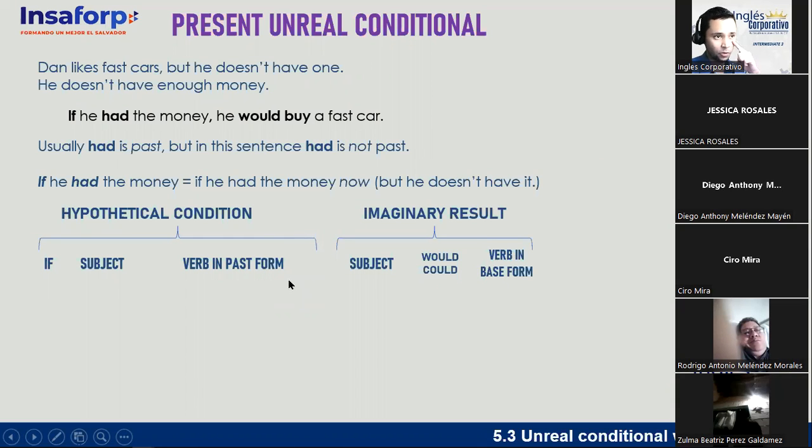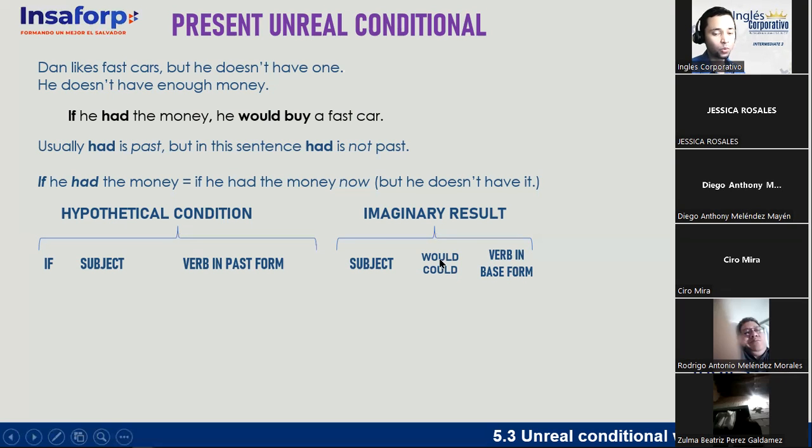Now, be very careful. Este if es el que nos señala cuando vamos a ocupar el verbo en pasado. Okay? When you see the if, you know, past simple. That's next. Then in the other clause, in the other part of the sentence, you need a subject and you can use would, could, and also might is possible. And after that, a verb in base form.